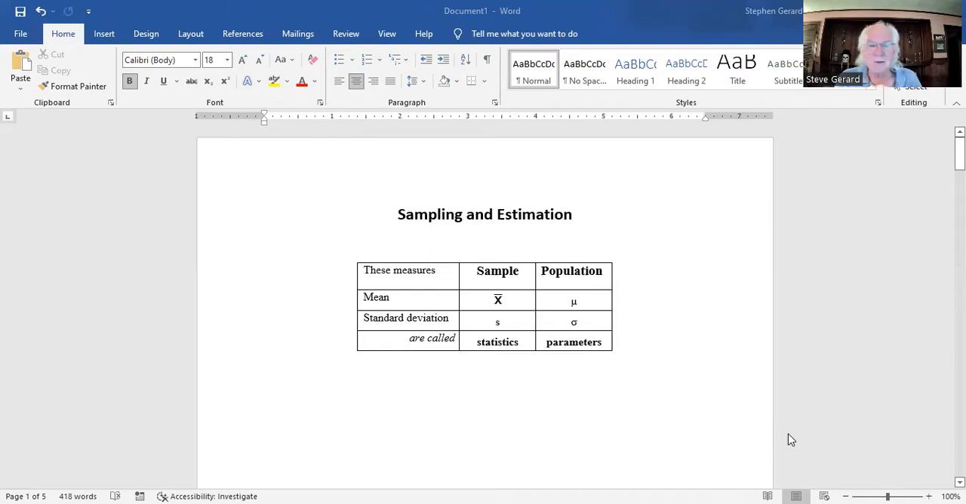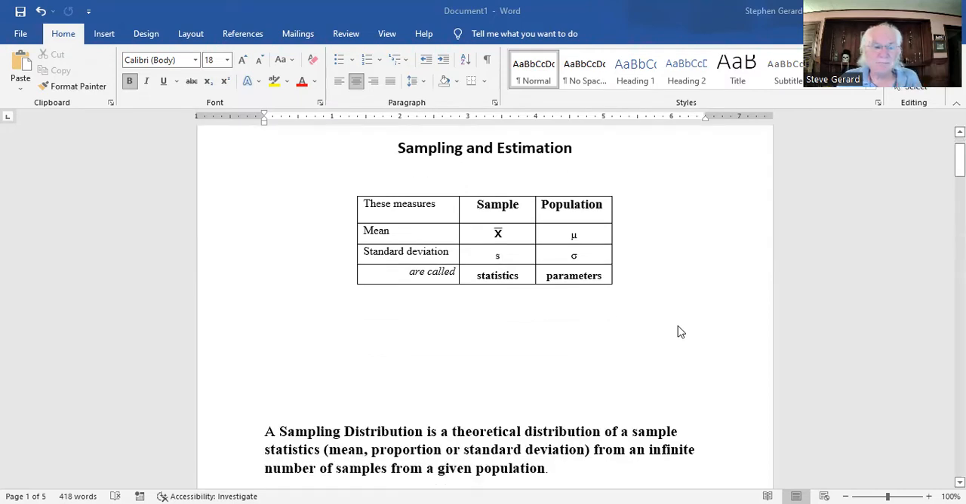Key piece here to come back to: both samples and populations have means and standard deviations. When we're talking about the mean of a sample, we use X bar. For the mean of a population, we use mu, the Greek letter. For standard deviation, for a sample we use S or SD more commonly. For the population, we use the Greek letter sigma. Typically, these are called statistics for samples, and parameters for populations.